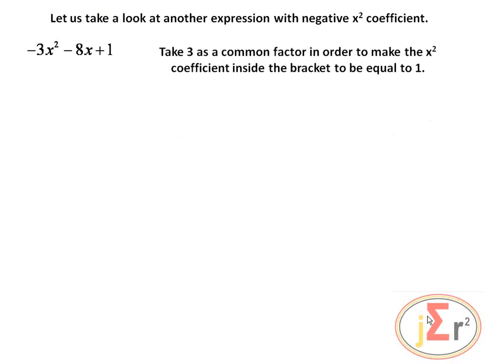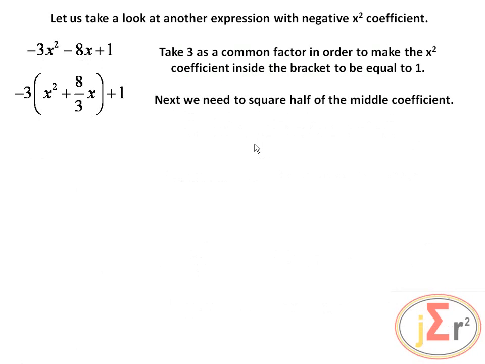So we are going to be completing the square again, and we are going to take 3 as a common factor. As a matter of fact, we have a negative sign there, so we need to take negative 3 as a common factor. And of course, this one is also going to be affected. Next, we need to square half of the middle coefficient. So half of 8 over 3 is 4 over 3. When we square that, we get 16 over 9.